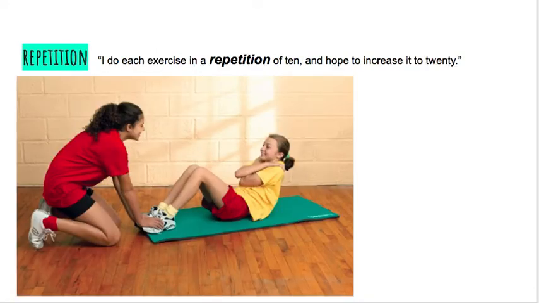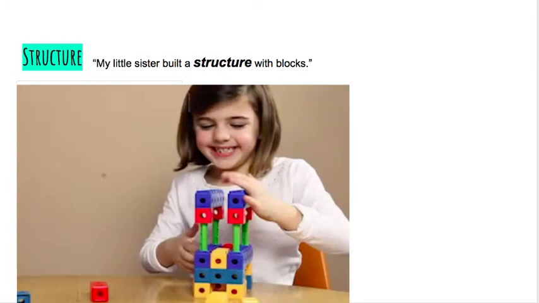The next word is repetition. Repetition is saying or doing something over and over. Our sentence for the picture is, I do each exercise in a repetition of 10 and hope to increase it to 20. The next word is structure. A structure is an arrangement of parts that fit together. Our sentence for this picture is, my little sister built a structure with blocks.